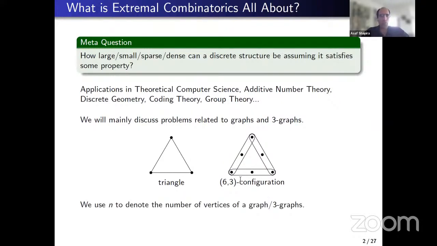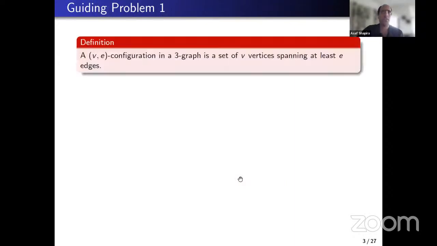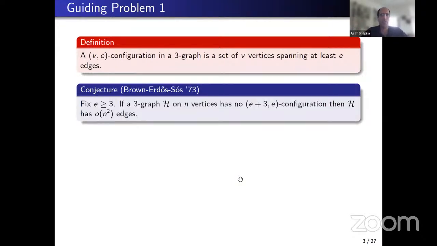Throughout the talk, we will use n to denote the number of vertices of the graph or the 3-graph. And all the problems we will discuss are of asymptotic nature, so we will assume that the number of vertices n tends to infinity. The first problem we will consider is related to this (v,e) configuration. So let's just define them again. A (v,e) configuration in a 3-graph is a set of v vertices that contains at least e edges. So it's a relatively dense subset of the 3-graph.